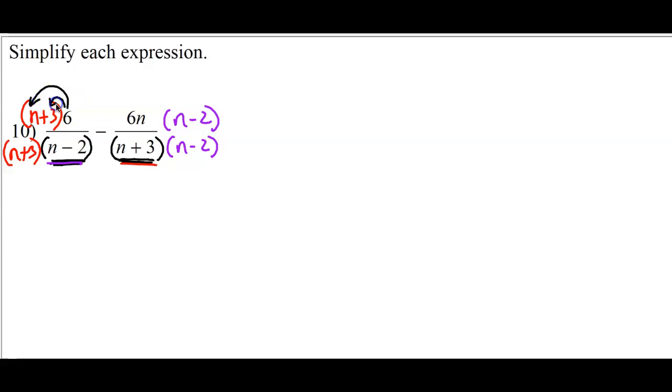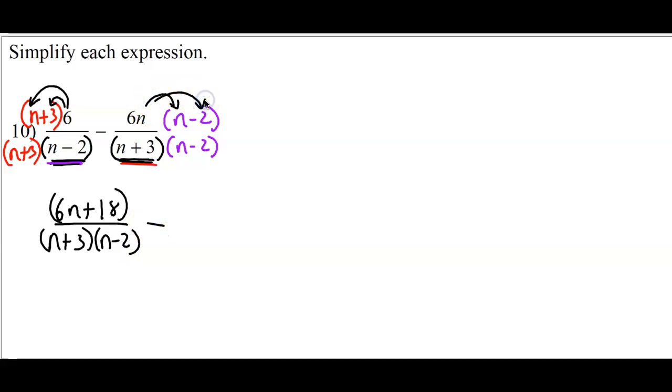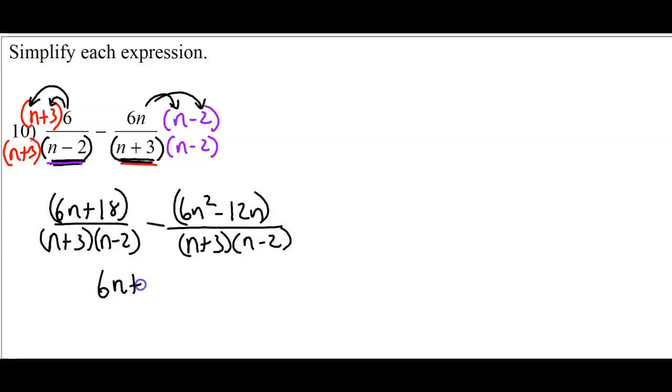You're going to distribute in, and you're going to get 6n plus 18. On the bottom, we're going to have n plus 3 and n minus 2. We'll go ahead and distribute this in as well. We're going to get 6n squared minus 12n. So now we've got our common denominator. And now we're good to go ahead and combine those numerators together.